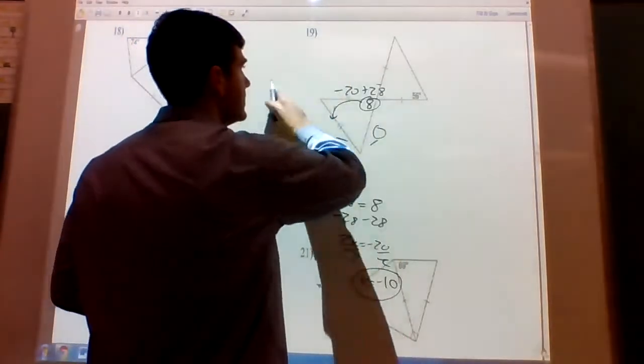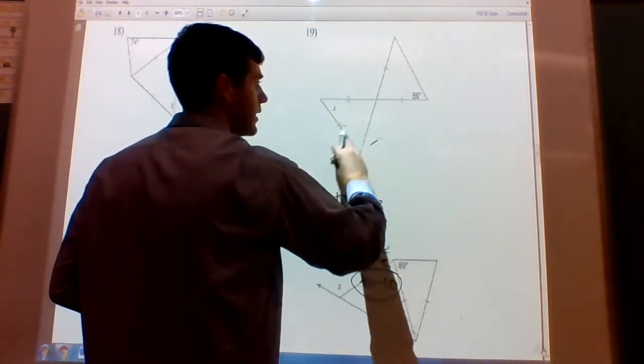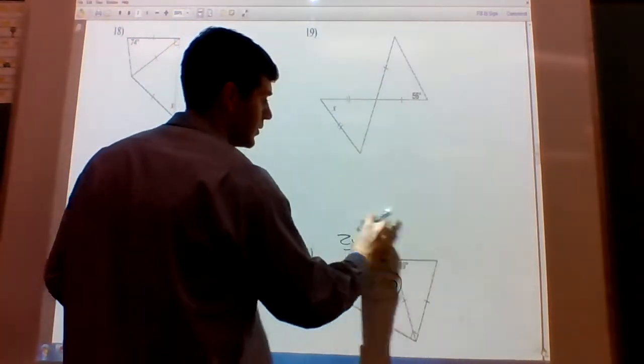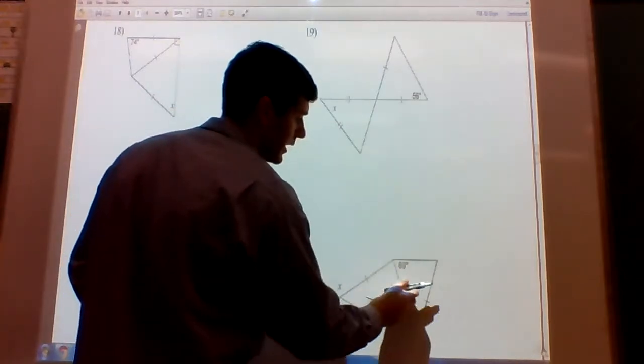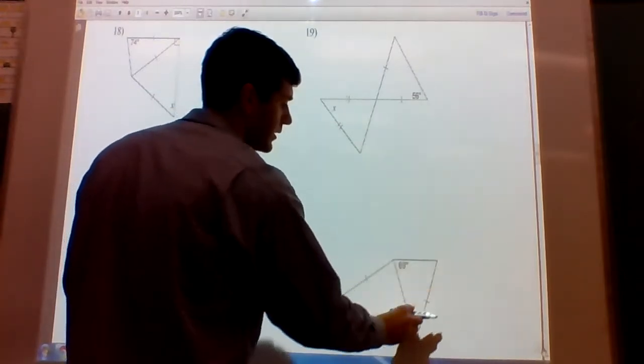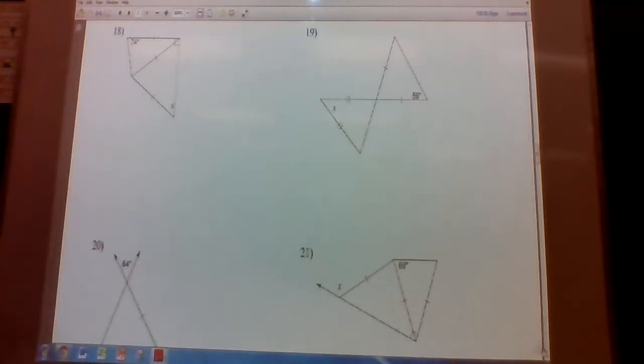Okay, 18, 19, 20, and 21. These are kind of like what questions on your test are going to look like. You guys are not going to be given those simple diagrams. You're going to be given more complicated diagrams where you need to use multiple steps in order to solve the problem.